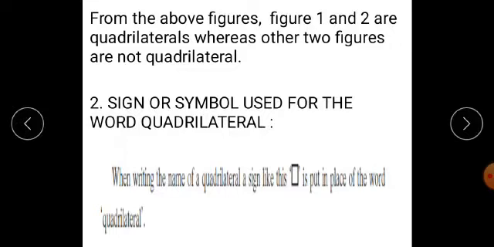Now, quadrilateral is a long word, therefore a symbol is used for the word quadrilateral. When writing the name of a quadrilateral, a sign like this, a small closed box, is put in place of the word quadrilateral.